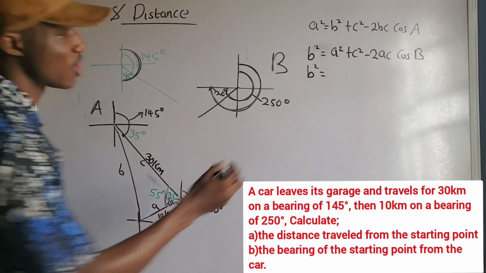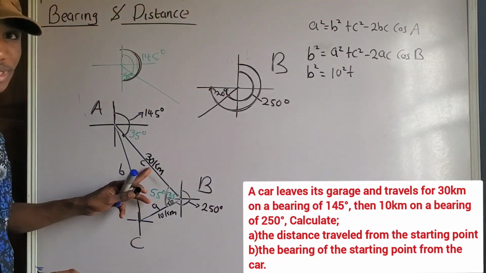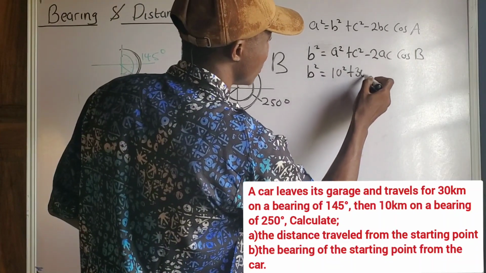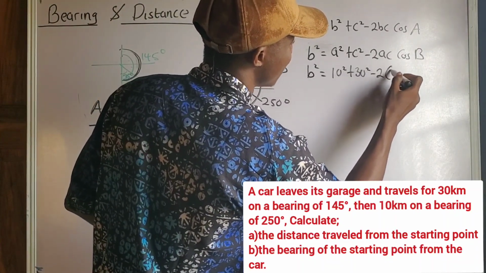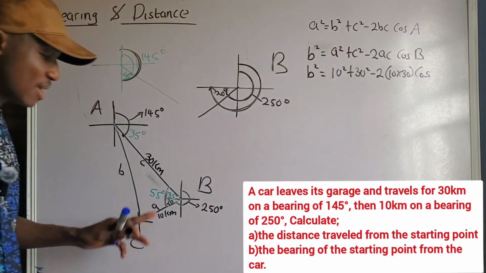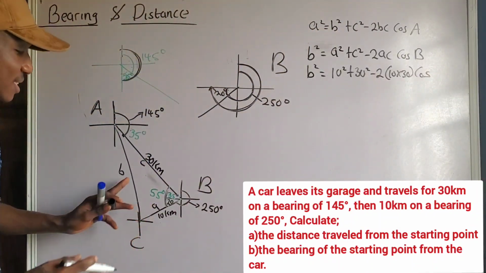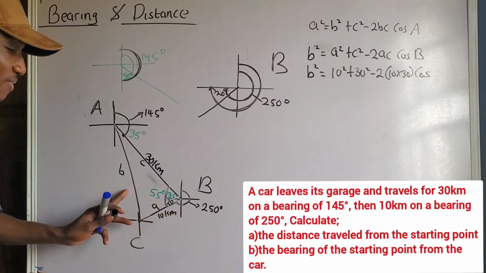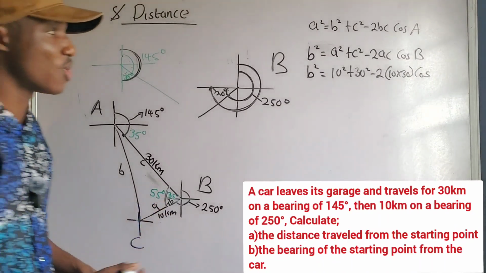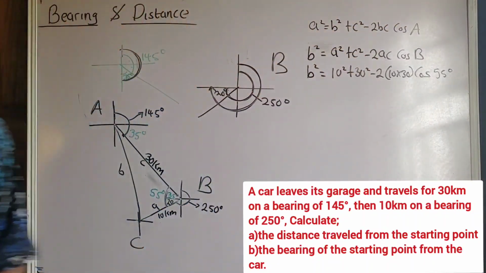A is 10. I'm going to have 10 squared plus c squared. C is what? 30. So I'm going to have plus 30 squared minus 2 multiplied by 10 times 30 cos b. Don't forget that I told you that the angle b here is the angle that faces the side that you are looking for. So the angle that faces that side is what? 55 degrees. So I'm going to have cos 55 degrees. Do you understand? So it's simple.